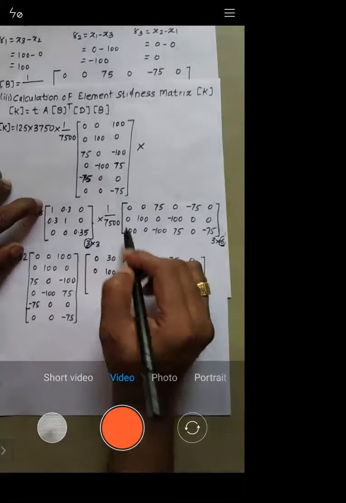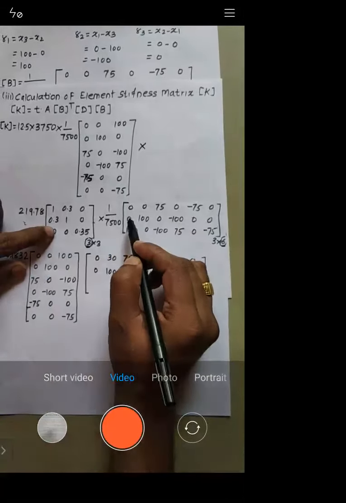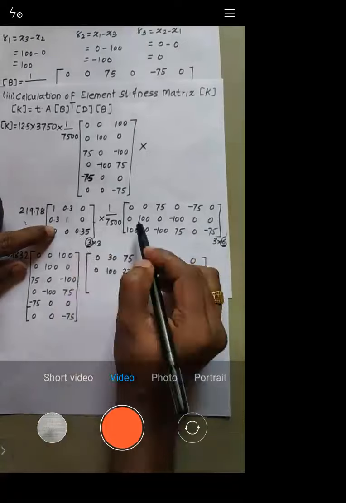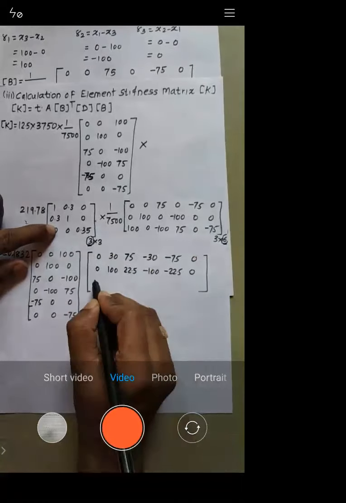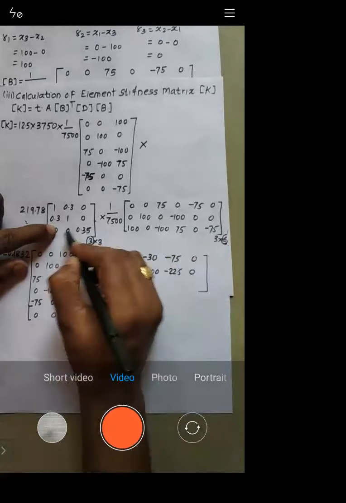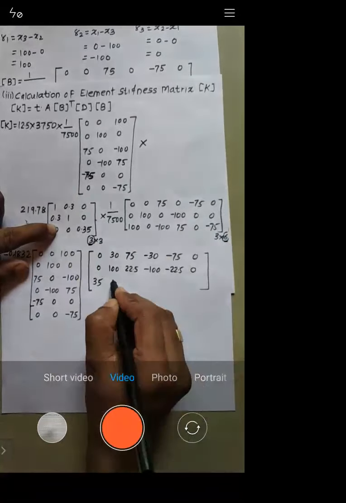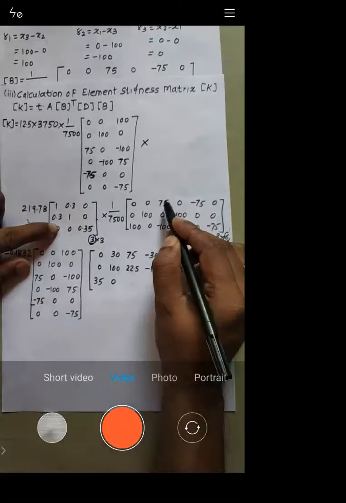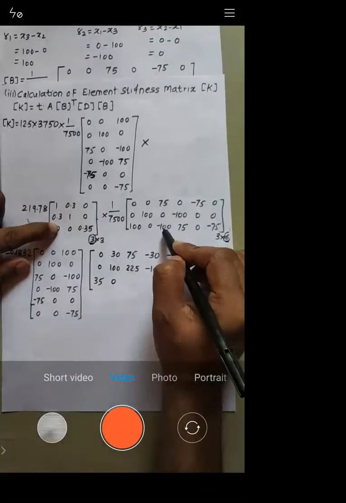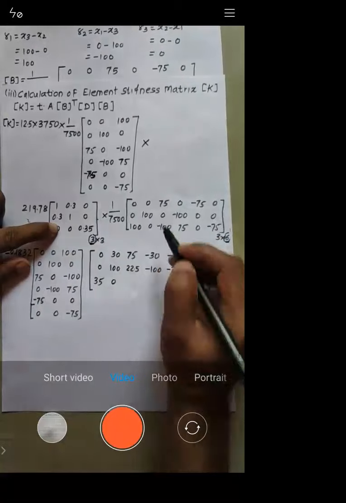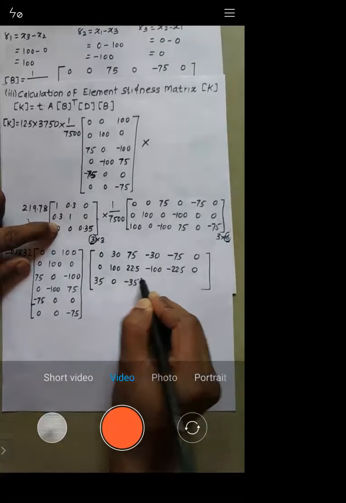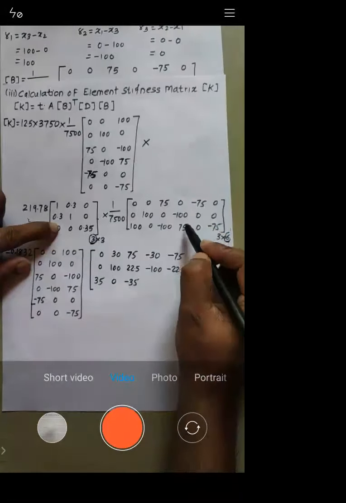Now go with this one. Third row, first column. Initial two terms are 0. Okay, what is remaining? 0.35 into 100. So this is 35. Right? Now, when you multiply this to this, initial two terms are 0 and this last term is also 0. So this is 0. Right? Again, this initial two terms are 0. 0.35 into minus 100. So this is minus 35.